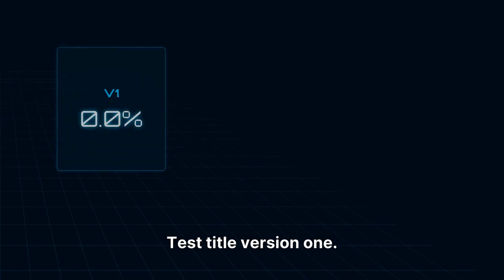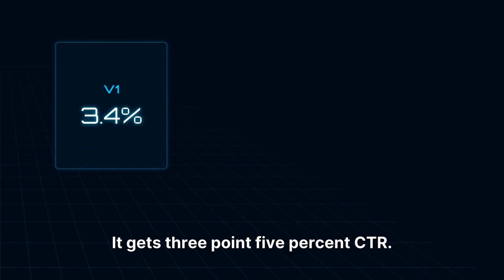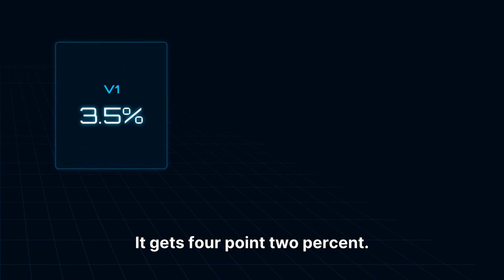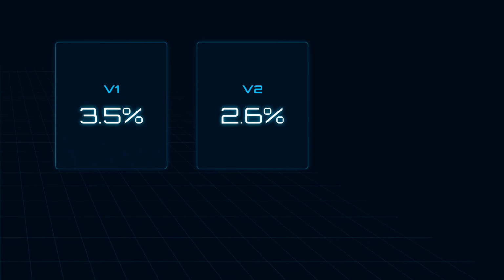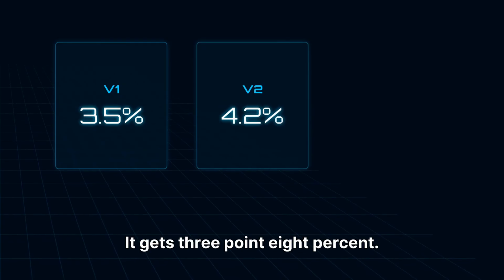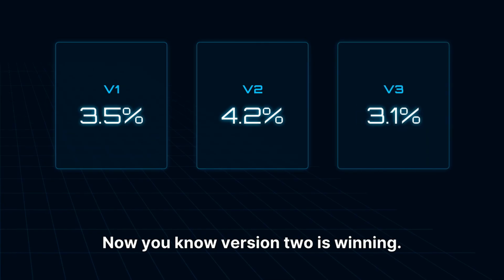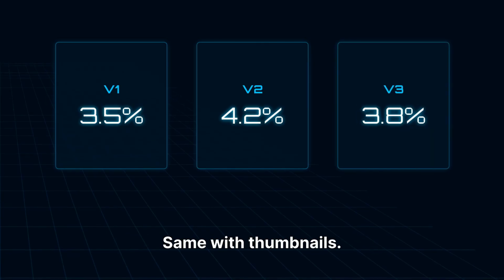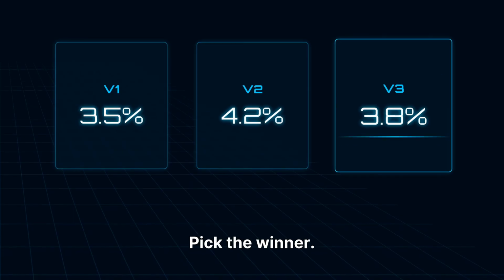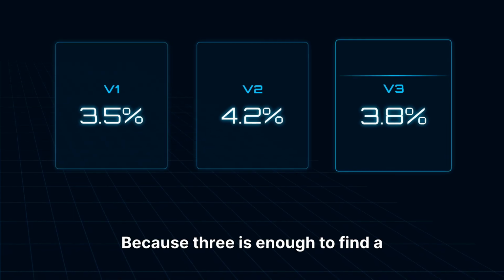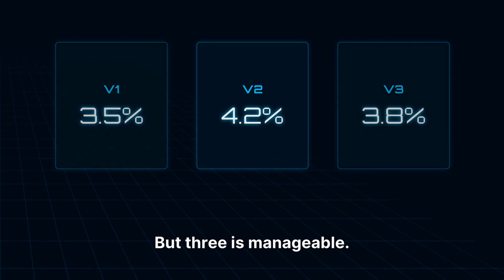Test title version 1, it gets 3.5% CTR. Test title version 2, it gets 4.2%. Better, keep it. Test title version 3, it gets 3.8%. Not as good as version 2. Now you know version 2 is winning, you keep it. Same with thumbnails. 3 versions max, pick the winner, move on. Why 3? Because 3 is enough to find a winner, but 3 is manageable.